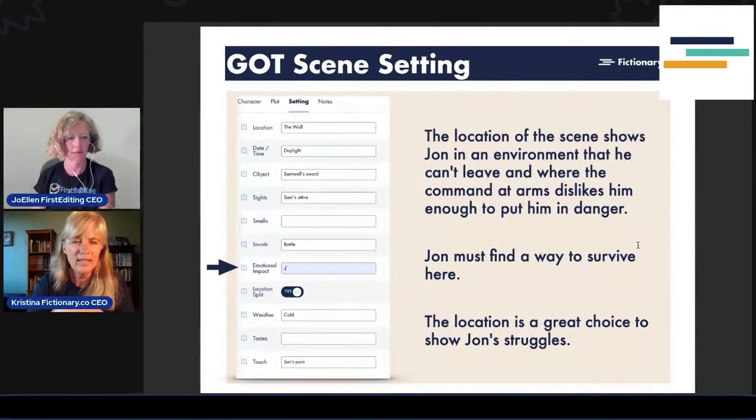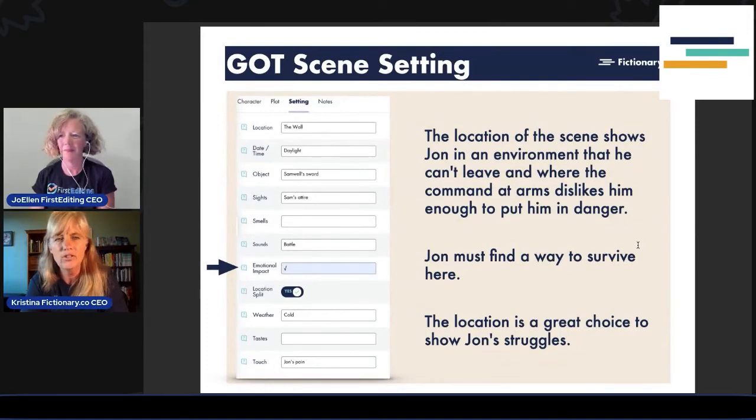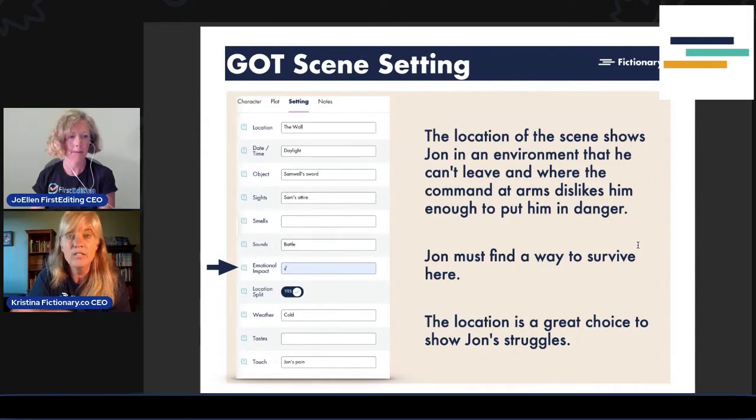Okay. Emotional impact. So what this means, when you look at your story, or when an editor is looking at your story, the thing to look at is, where is the location, and is it the best place for emotional impact? So could it be put in another place within the story world and have a better or a stronger emotional impact on the story?